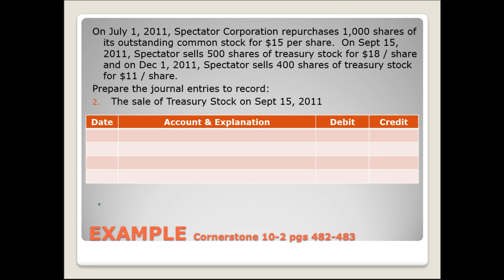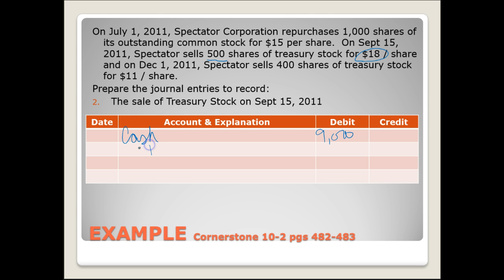Now, a few months later, they want to sell some of that treasury stock. They want to take 500 shares of it. And they want to sell it for $18 a share. When they sell stock, what happens? Well, first what happens is they're going to receive cash. Every time a company sells stock, they receive cash. And in this case, they're going to receive cash in the amount of 500 shares times $18 a share. And that will be $9,000.